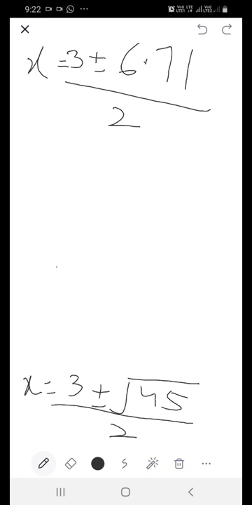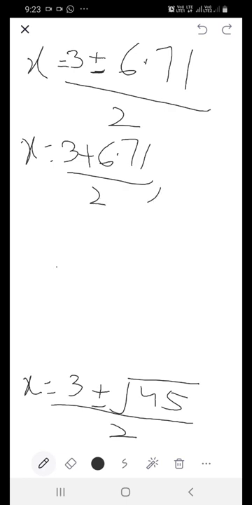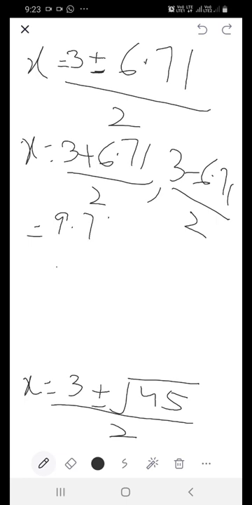Now you see that the quadratic equation has got 2 values of x. From the very beginning I am using the plus minus sign together. Now you are going to break it up, and the value of x will be 3 plus 6.71 upon 2, and the other time take it as 3 minus 6.71 upon 2. So plus minus you are going to break it. When you add, you get 9.71 upon 2, and when you subtract, you get minus 3.71 upon 2.